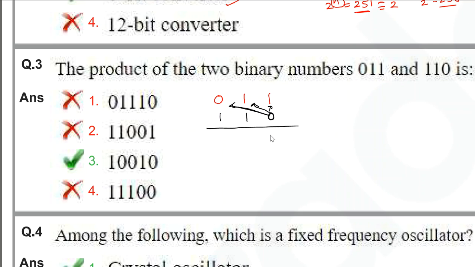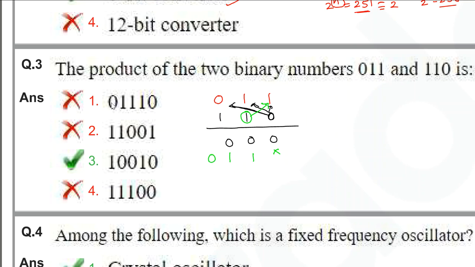So we'll take the first 0. 0 multiplied with 1 means 0. 0 with 1 means 0. And 0 with 0 means we'll get 0. Next, take the second digit and cross multiply with this one. Here leave one place. 1 into 1 means 1. 1 into 1 means 1. 1 into 0 means 0.